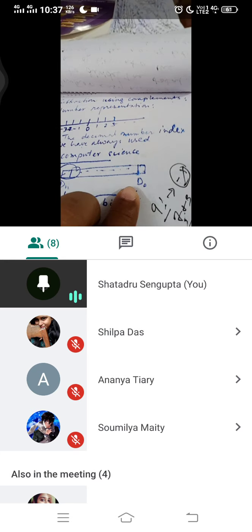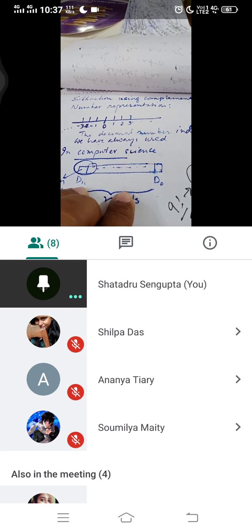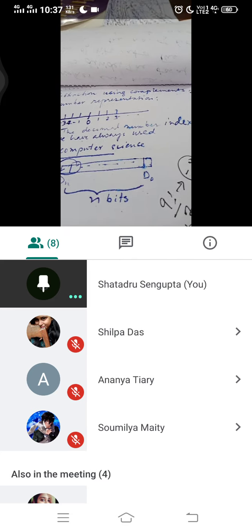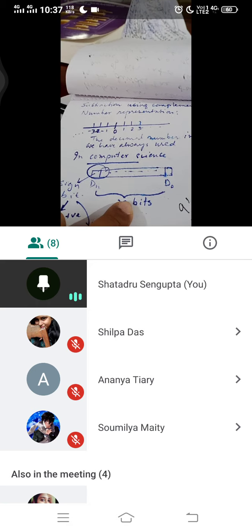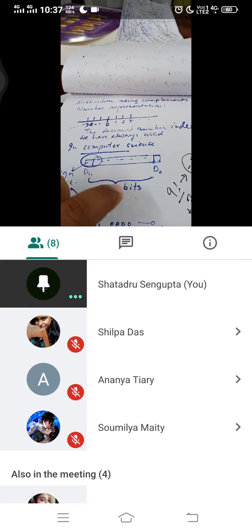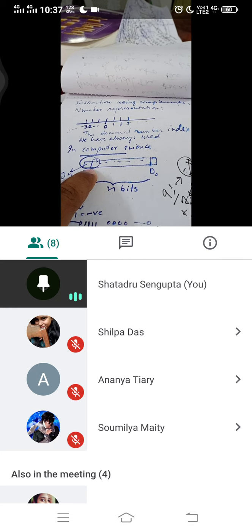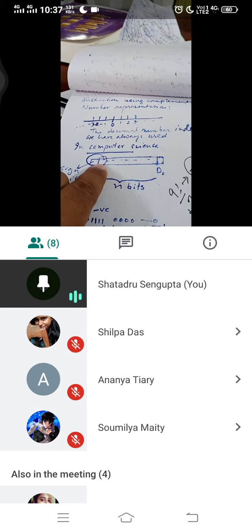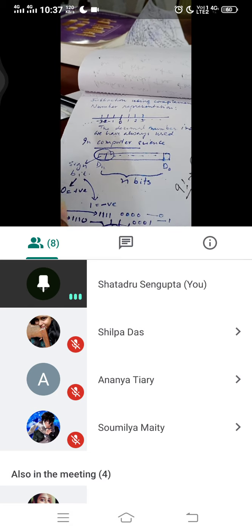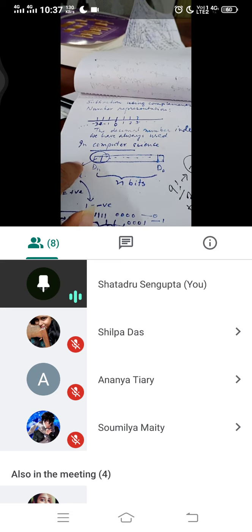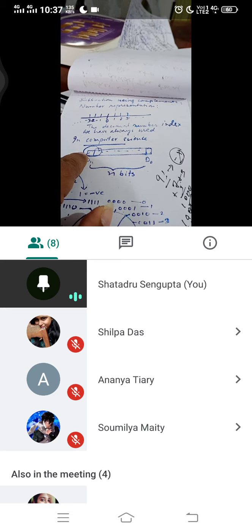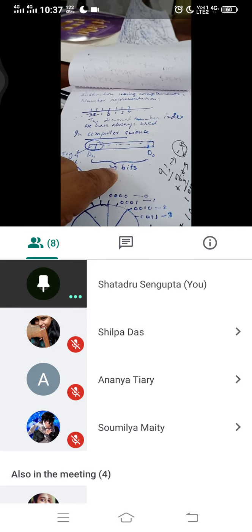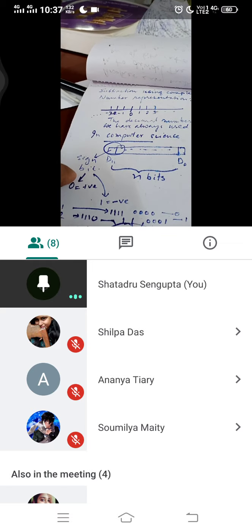And out of these n bits, d0 to dn, actually this is n plus 1 bits, and this n bits represent d0 to dn minus 1. These dn bits represent the number's magnitude. This represents the sign. The total is n plus 1 bits, so if you have a 16-bit number, we'll have 15 bits, n equal to 15, for the magnitude, and this 1 for the sign.